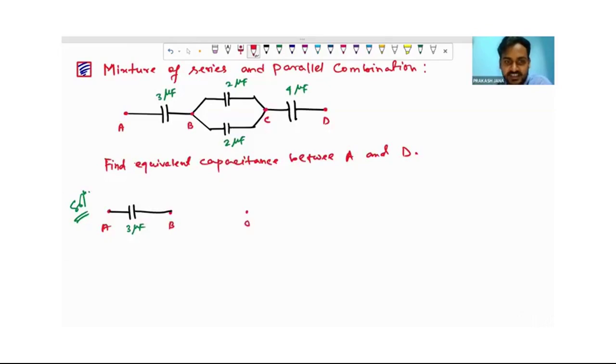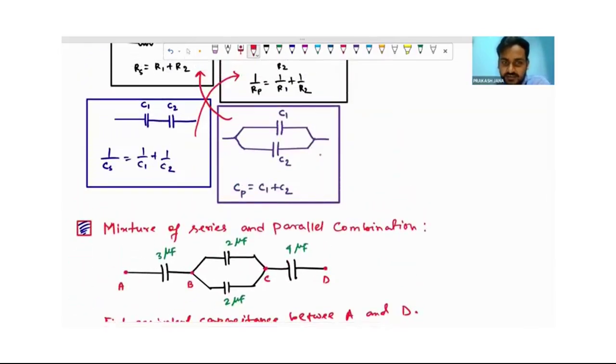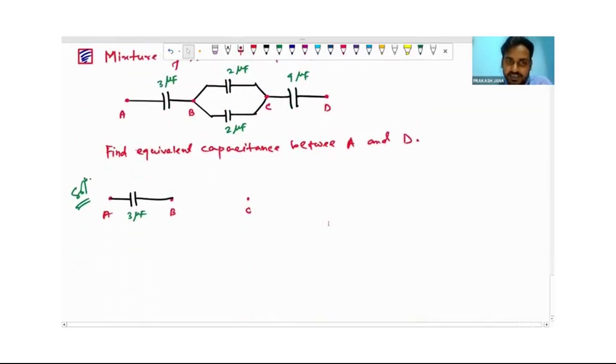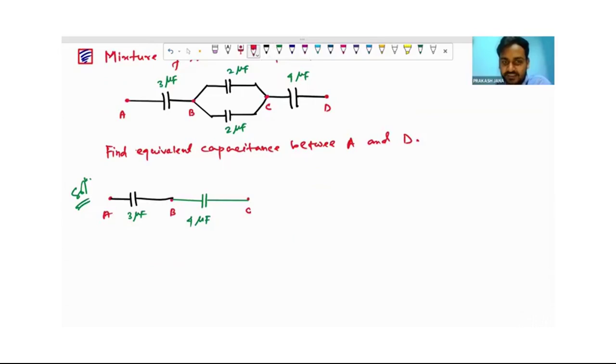So in between A and B, the 3 microfarad will be as it is. But in between points B and C, as we can see here, there is a parallel combination of two capacitors, and as we discussed, they will just be added. That is 2 microfarad plus 2 microfarad, they will be 4 microfarad. And in between C and D, there is one more 4 microfarad capacitor connected.